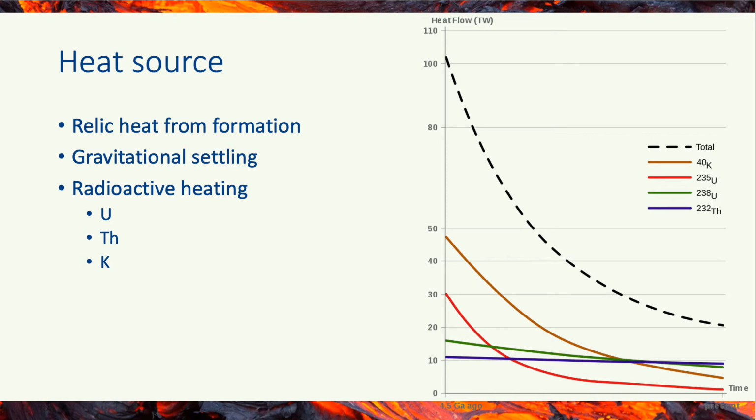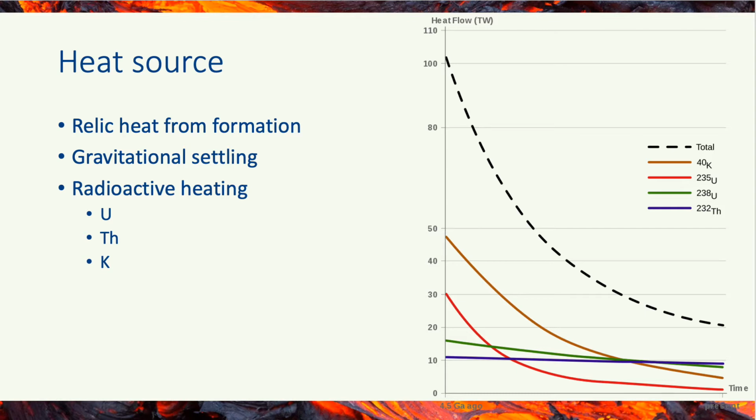We then have a couple of processes which are giving off more heat. The first is gravitational settling, so dense materials finding their way deeper into the planet, and as they transfer down, energy is given off. And then finally radioactive heating, and in particular the radioactive decay of uranium, thorium and potassium. And these are present in quite large quantities in the mantle, although in fairly low concentrations, and they're present in much higher concentrations within the crust.